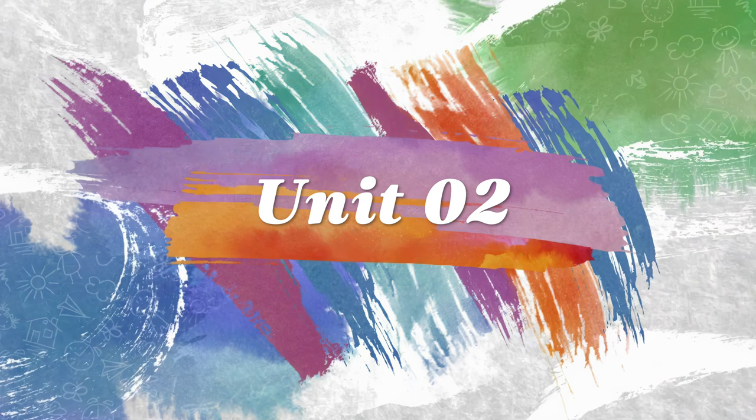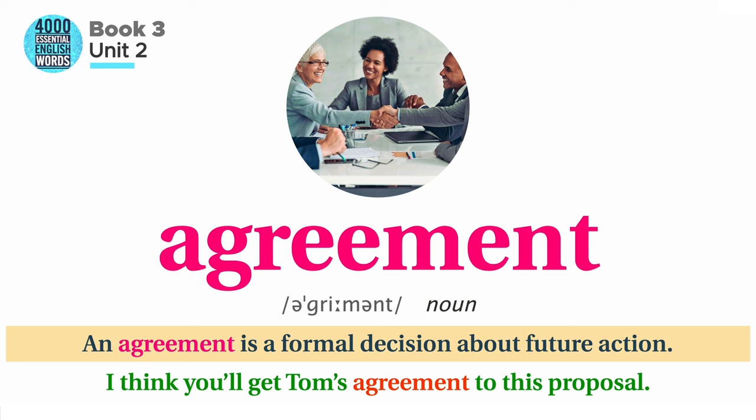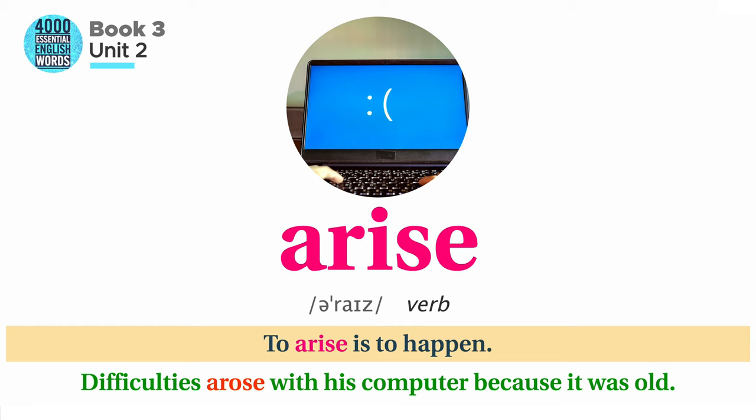Unit 2. Word List. Agreement. An agreement is a formal decision about future action. I think you'll get Tom's agreement to this proposal. Arise. To arise is to happen. Difficulties arose with his computer because it was old.